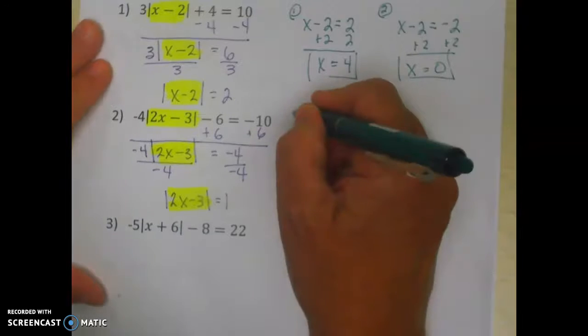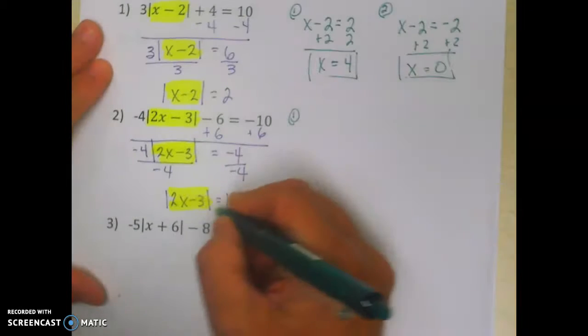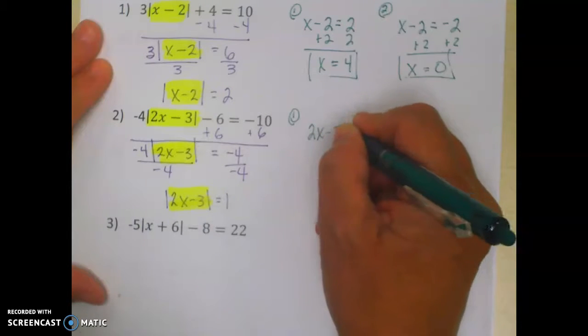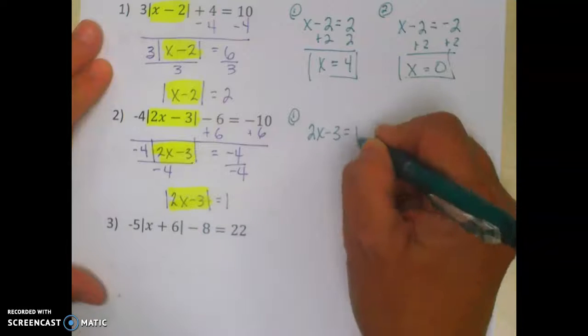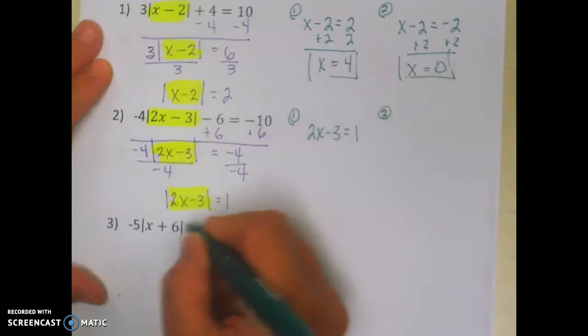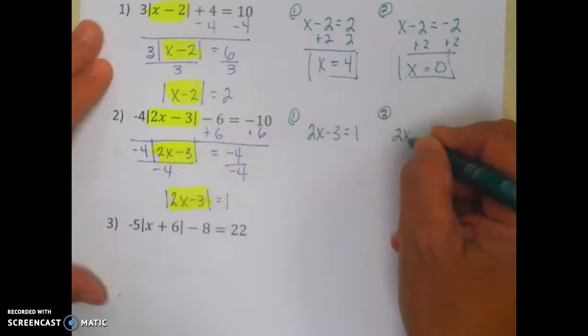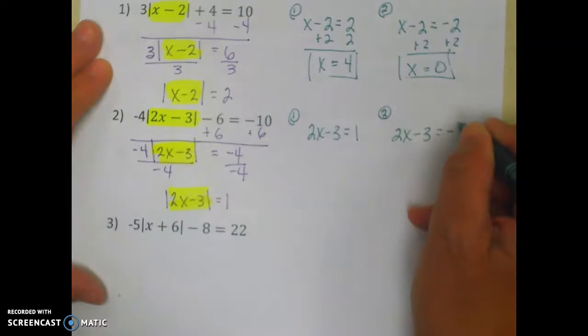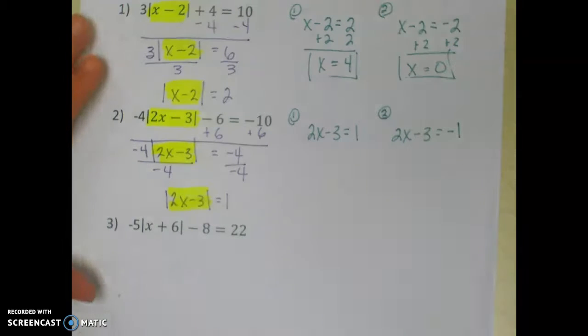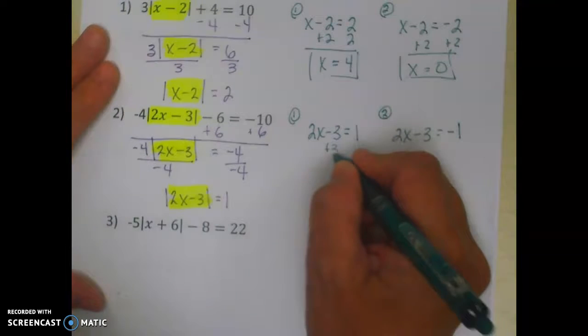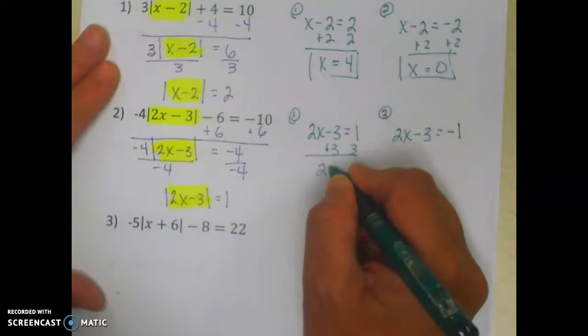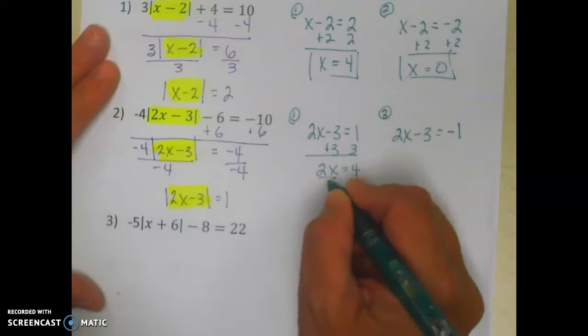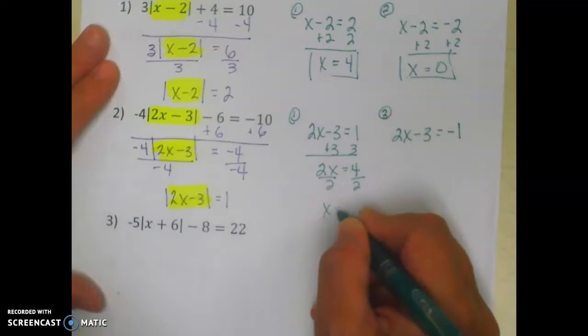My first equation is going to be whatever's inside the absolute value, so that's the 2x minus 3, equal to whatever's on the right hand side. The second equation is whatever's inside the absolute value equal to the opposite of whatever's on the right hand side, so that's going to be negative 1. And then you solve for x. Add 3, 2x equals 4, divide by 2, and x equals 2.